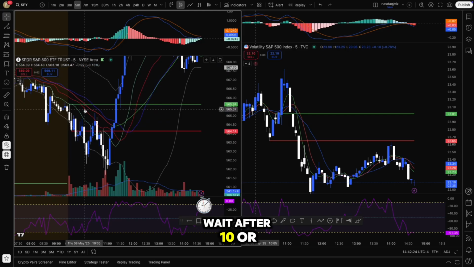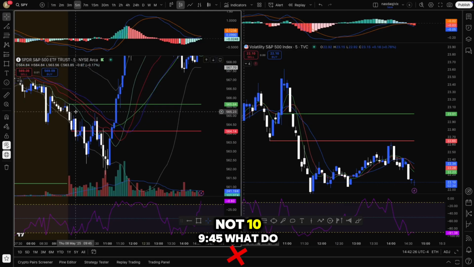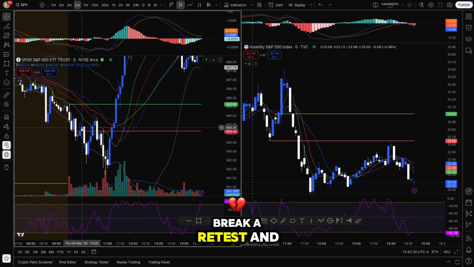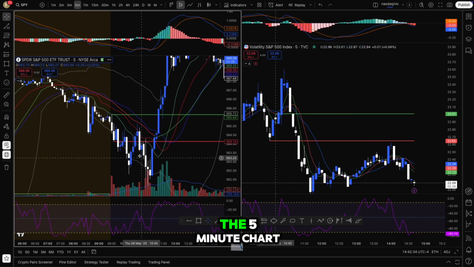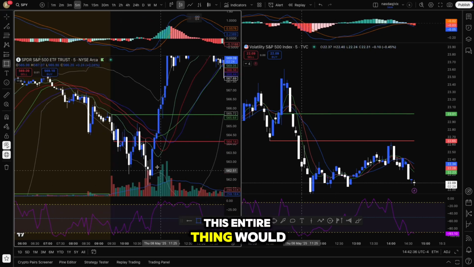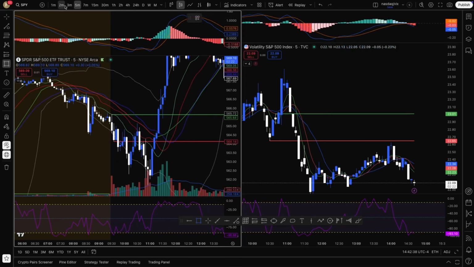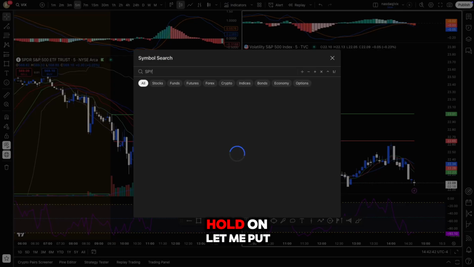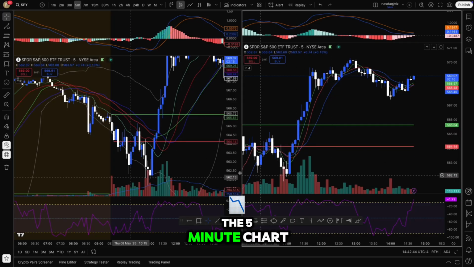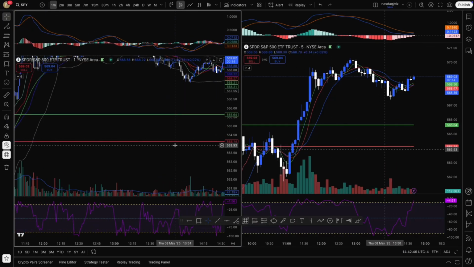Way after 9:45, what do we see? Break, a retest. This is also right here, a supply zone on the 5-minute chart. This entire thing would have been a supply zone. All right, let me switch these. Hold on, let me put these on the 5-minute chart and then the 1-minute chart.